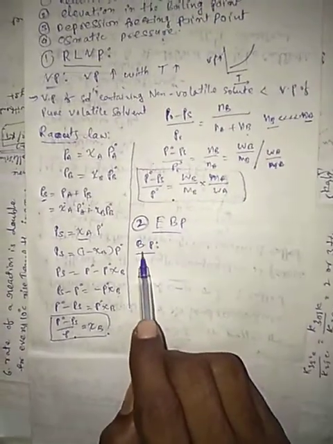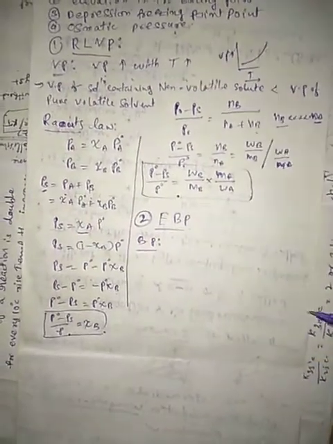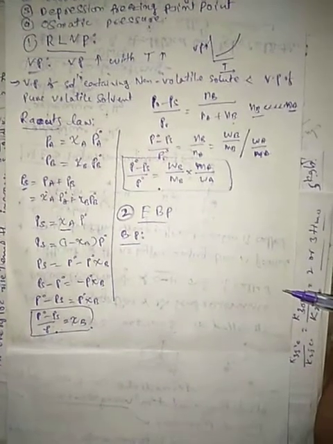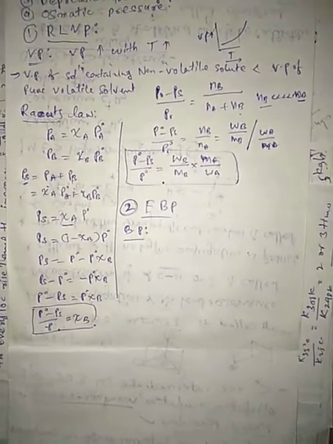Now, what is meant by boiling point? The temperature at which the vapor pressure of the liquid is equal to atmospheric pressure is called the boiling point or boiling temperature. I repeat, the temperature at which the vapor pressure of a liquid is equal to atmospheric pressure is called the boiling point. This is also called the boiling temperature.